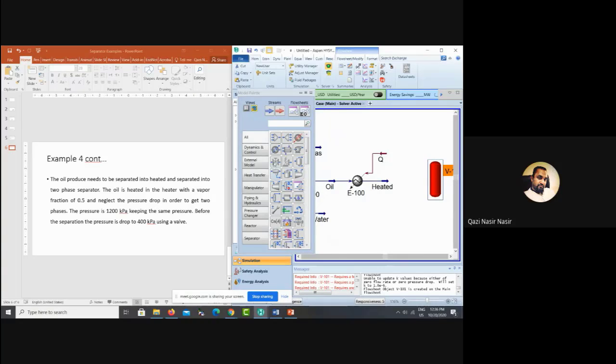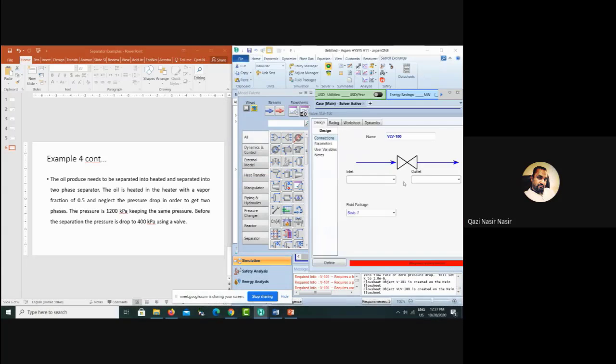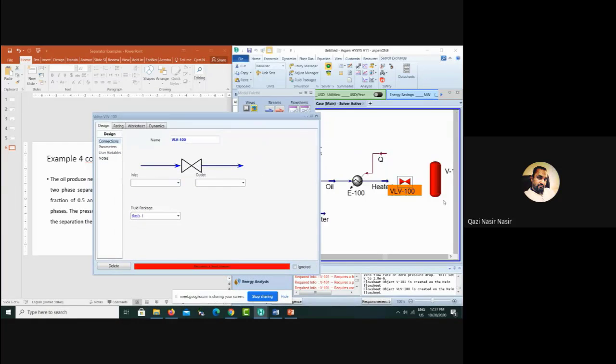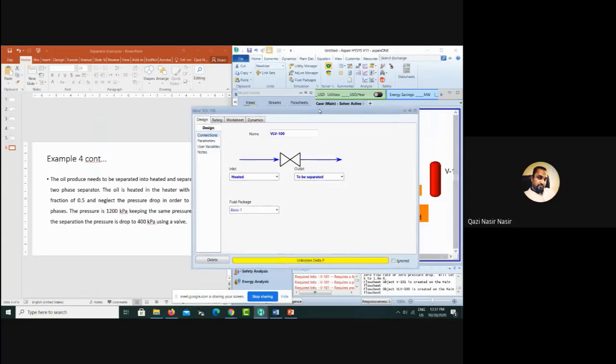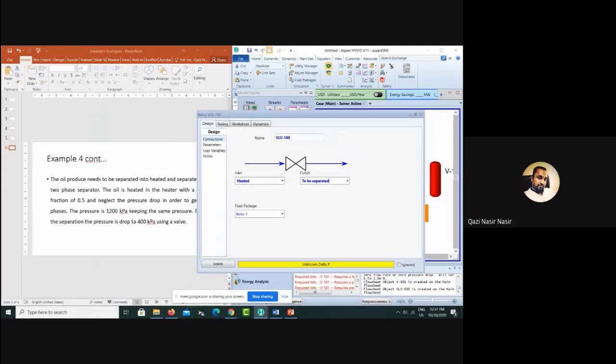How can you decrease the pressure of the stream? By using a valve. So you select the valve and put it here, then double click and open the valve. The inlet to the valve will be your heated stream, which you mention here as heated. The outlet I will call to be separated. You can call it any other name, there's no problem. And the pressure drop I will keep as 400 kilopascal.